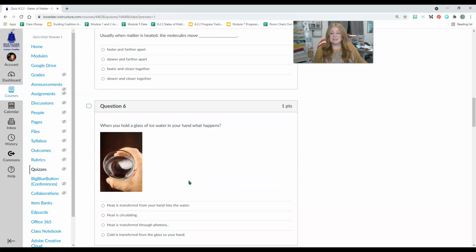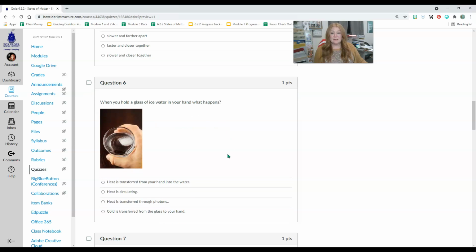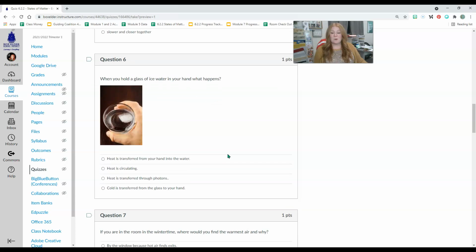Number 6 says, when you hold a glass of water in your hand, what happens? So think what is happening with that heat? Heat is transferred from your hand into the water. Heat is circulating. Heat is transferred through photons. Cold is transferred from the glass to your hand. So what happens when you put your hand on a glass of water?